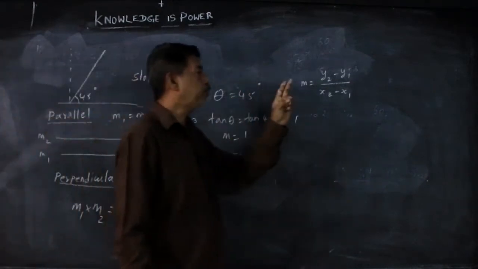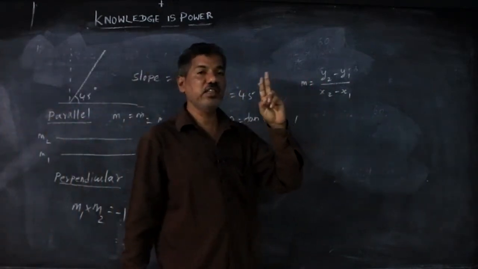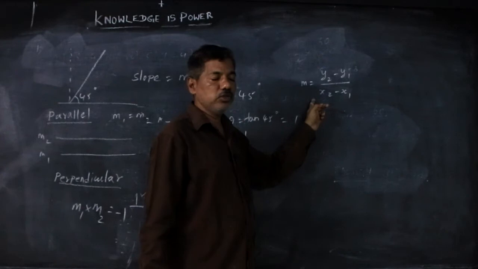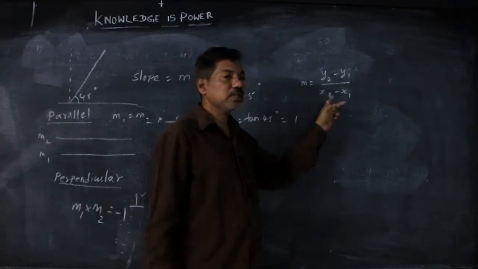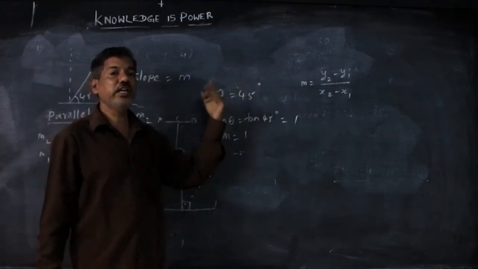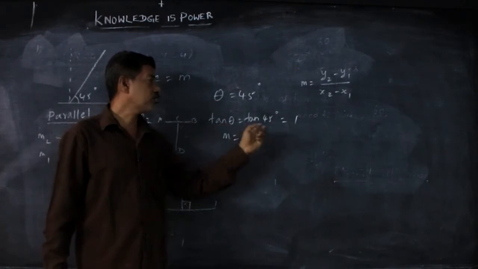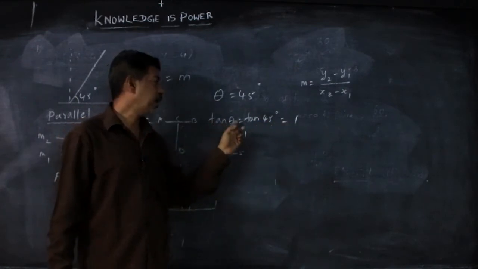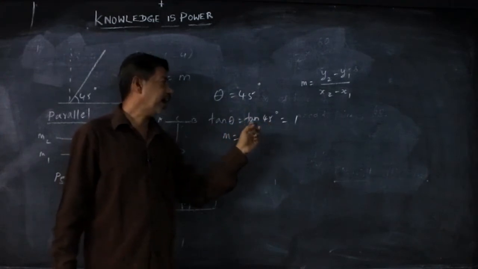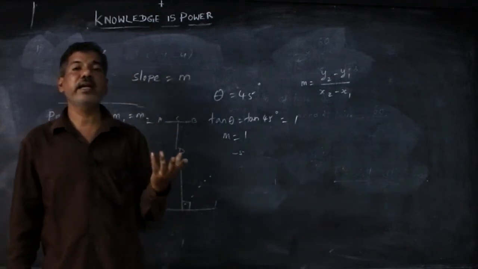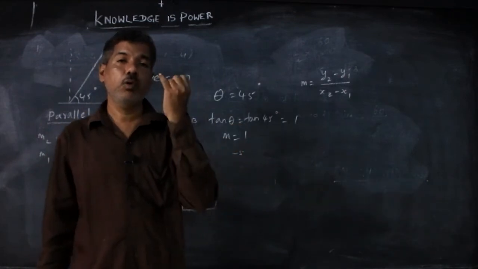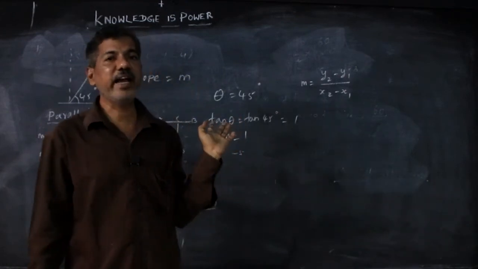Then when 2 points are given, how do we find the slope? You have to use this formula: y2 minus y1 by x2 minus x1. When the angle is given, either 60 degrees, 30 degrees or 45 degrees, you have to substitute and find tan theta. In place of theta, substitute 45, so tan 45. From the trigonometric table from the previous year, tan 45 equals 1. Only tan you have to remember.